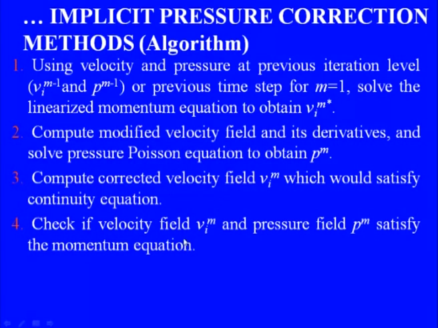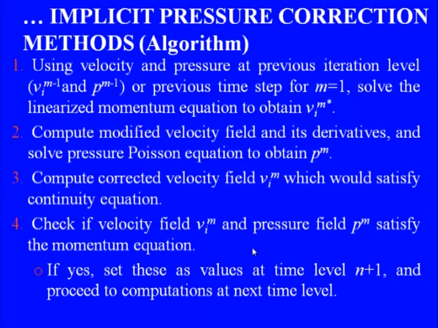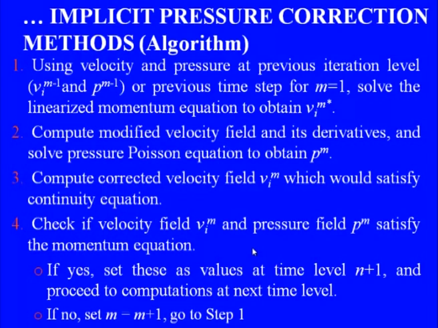The next step would be to check if our velocity field Vim and pressure field Pm satisfy the momentum equation to the specified tolerance. If the answer is yes, then we will say this Vim and Pm now represent the values at the current time step, and we will proceed to the computation at the next time step. If not, we will reset the iteration counter as m equal to m plus 1 and then go back to step 1. So, this is in a nutshell our implicit pressure correction method based on an implicit time integration scheme and a linearization procedure.